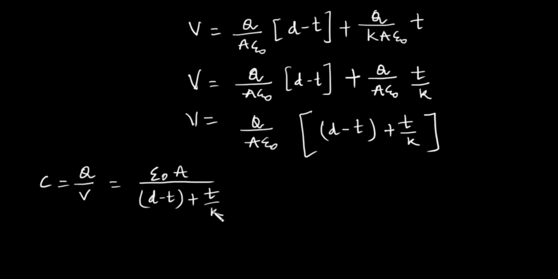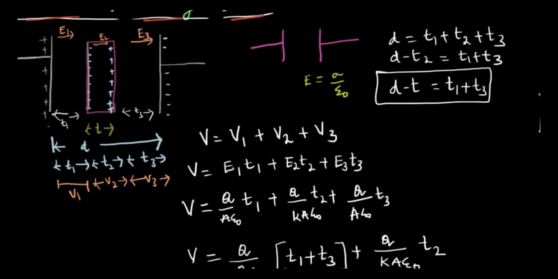The capacitance is independent of the position of the dielectric slab with respect to the plates. Whether the slab is kept here or here or here, that doesn't matter. The capacitance doesn't depend upon the position of the dielectric with respect to the plates. It always depends on two things: the thickness of the dielectric slab and the dielectric constant.